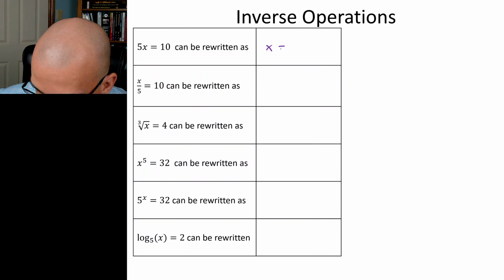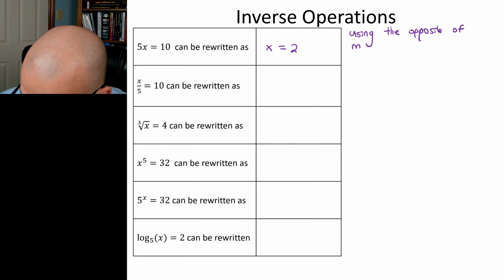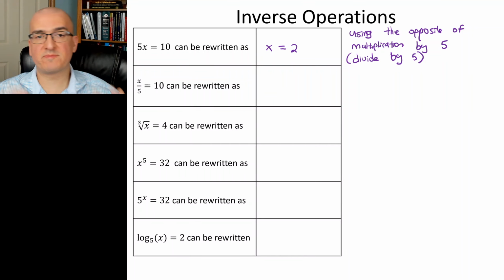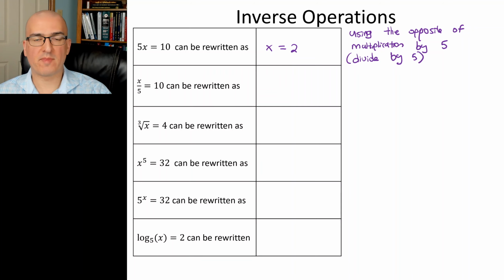So x is equal to 2, using the opposite of multiplication by 5, which is division by 5. So something's being done to x, and we want to undo that thing. We want to undo the multiplication by 5, so I'm going to divide by 5.